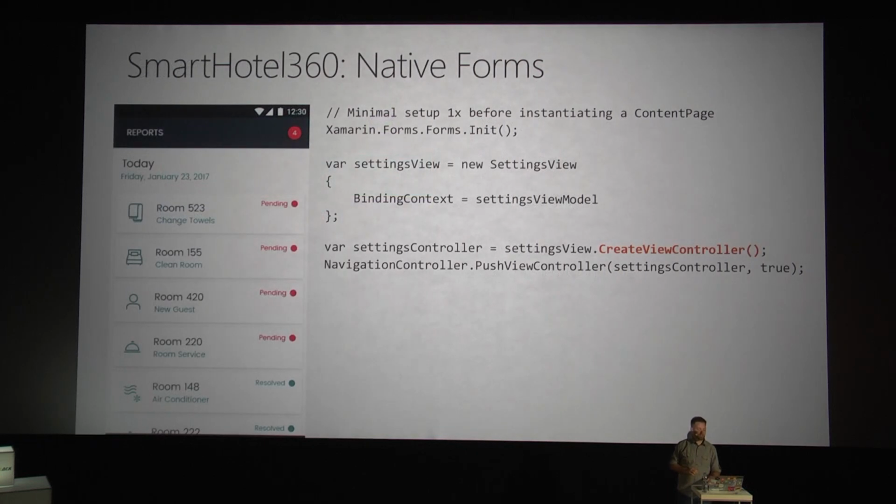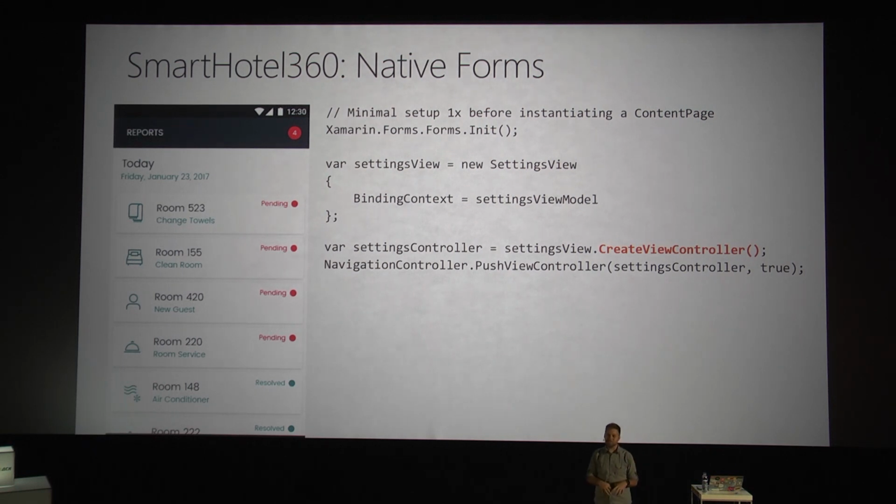So with this, if you take a look at our Smart Hotel 360 app, there are examples in the maintenance version of the app where we do this. Essentially, you new up the settings view in this example is a Xamarin Forms UI, and then you say, hey, create view controller, because on iOS, it's a UI view controller, right?